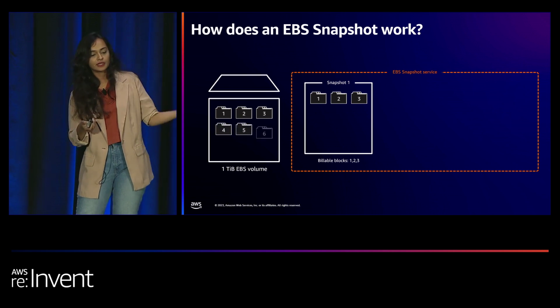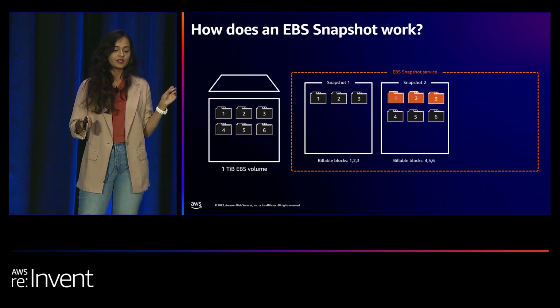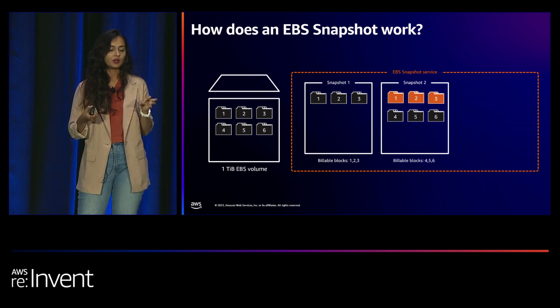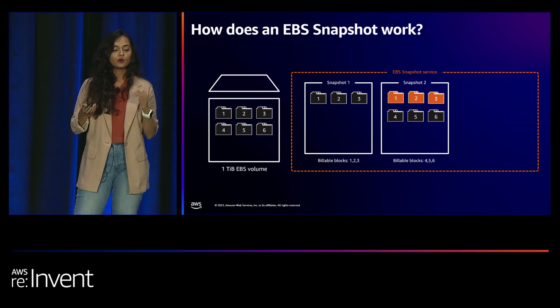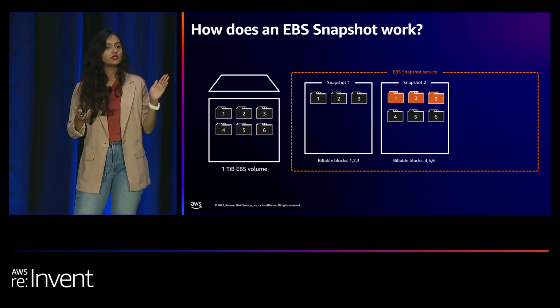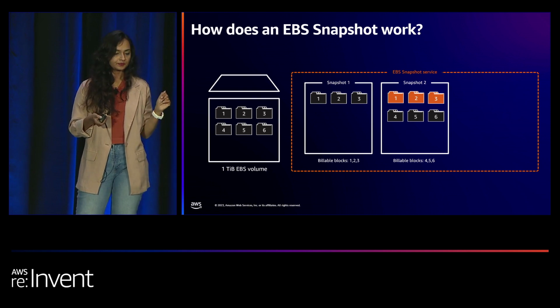Now let's say another day passes, I write 3 more blocks of data to this volume, blocks 4, 5, 6, and take another snapshot. The blocks in this snapshot will be blocks 4, 5, and 6, as that is the delta between snapshot 1 and the current state of the volume. So you will only be billed for blocks 4, 5, 6 in this case, and blocks 1, 2, 3 will be referenced from the previous snapshot, snapshot 1.